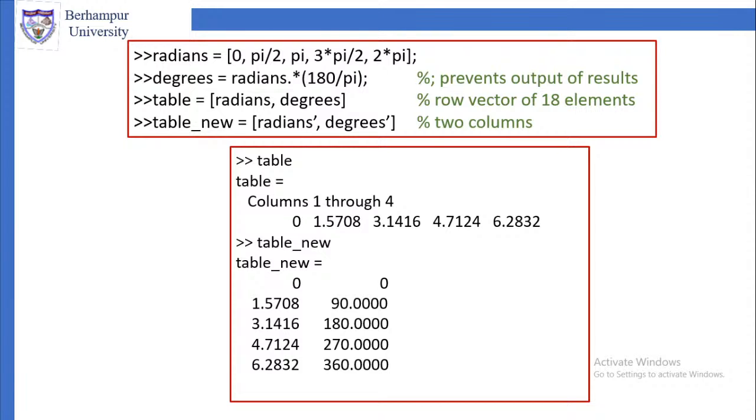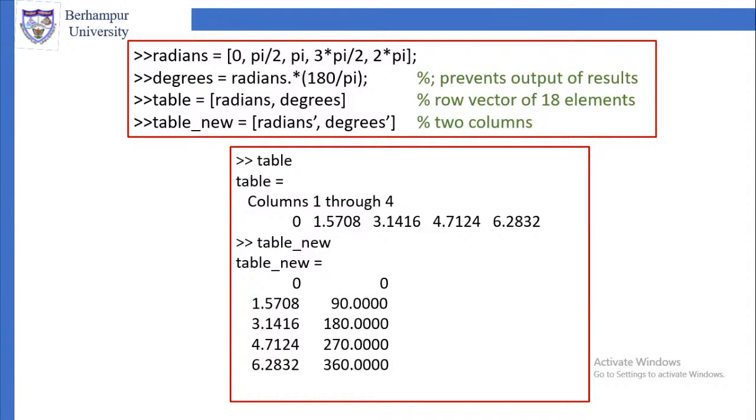This is taking radians. So table is equal to, how many radians are there? 0, 1, 2, 3. 4 values are there. So columns 1 through 4: 0, 1.5708, which is pi by 2. Then pi is 3.1416. Then 3 pi by 2 is 4.7124. Then 2 pi is 6.2832. So this is the table.